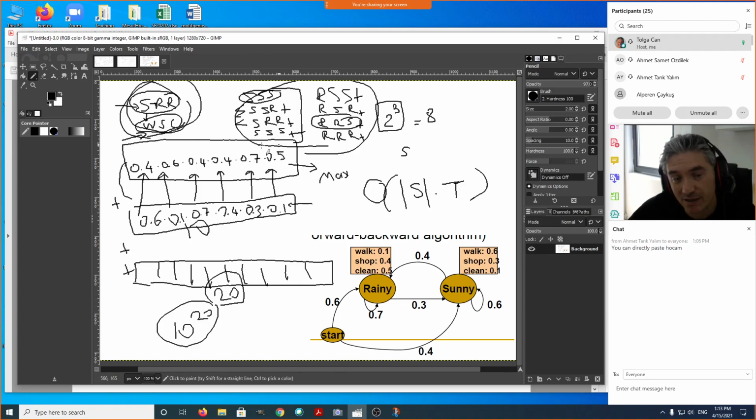In other words, this way we can compare whether walk, shop, clean is more likely compared to shop, clean, for example. This may be a more likely activity in random 3 consecutive days than these activities. So you may be wondering, well, what does walking, shopping, cleaning have to do with protein sequences, right? And you may be right.